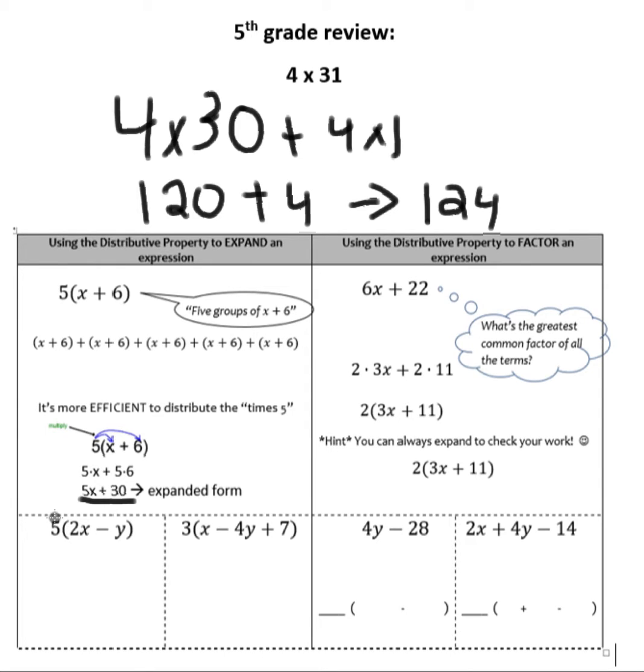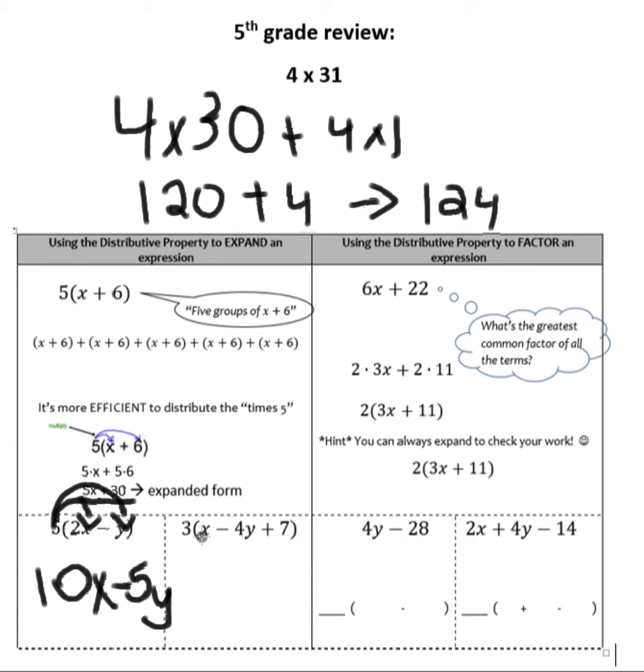So we can do that here. 5 times 2x. You draw a little arrow. 5 times 2 is 10. Bring down the x. There's a subtraction symbol, minus 5 times y would just be 5y.